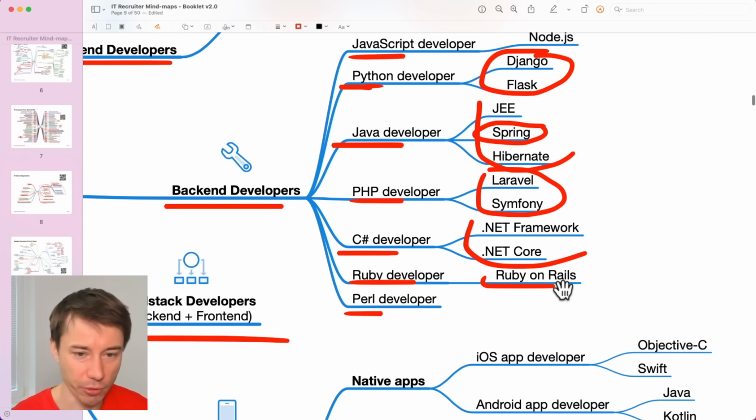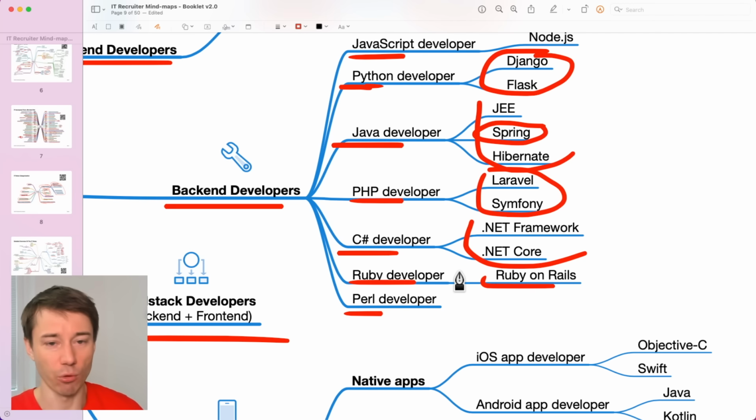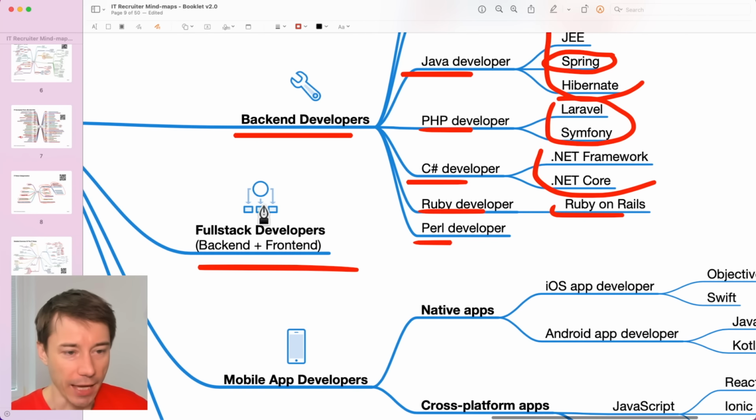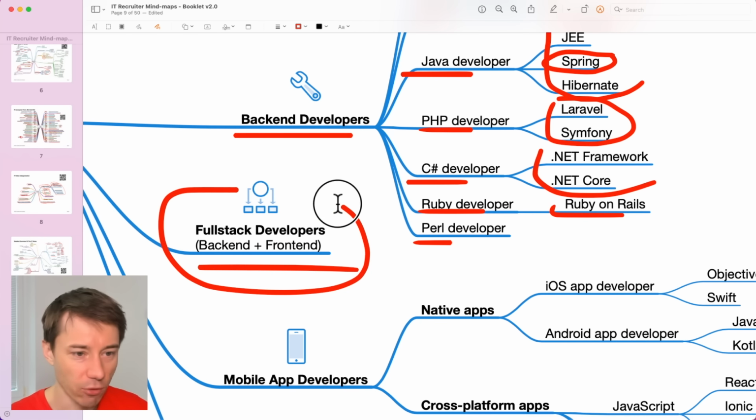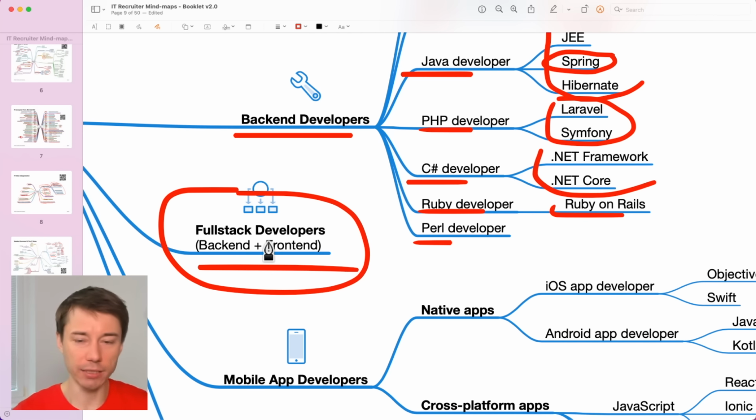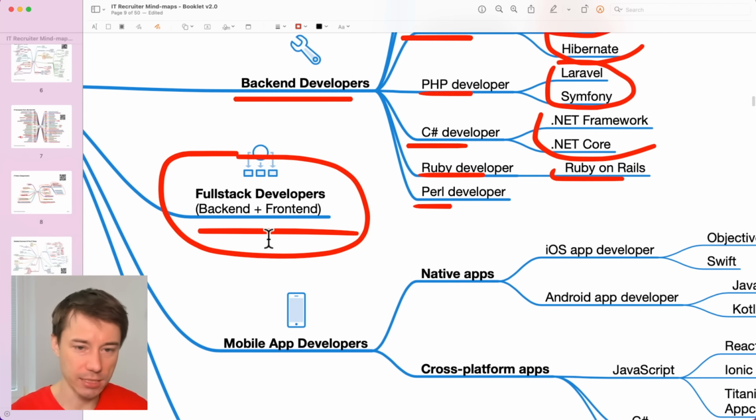Same with, say, Ruby on Rails. When you see that someone is a Ruby on Rails developer, it is very likely they have been developing websites using the Ruby programming language. And full stack developers combine both backend and front-end functionality. They can do both. They don't specialize in front-end nor backend, but they can do both at the same time.